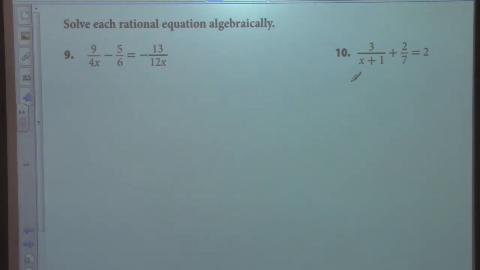What's our least common denominator going to be for number 10? 7 parentheses x plus 1. Okay, Steve-O says 7 parentheses x plus 1. Yeah, that's your least common denominator. And is that 2 confusing anybody on the right there? It's 2 over 1. Very good. You got sharp people here.